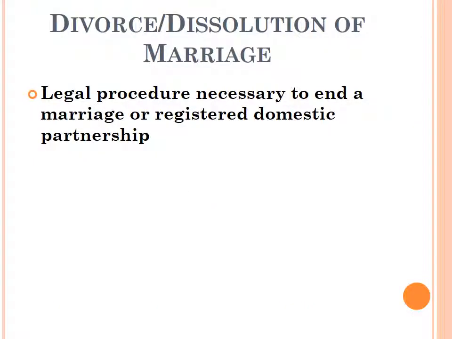Third, we have divorce. In California, divorce is actually called dissolution of the marriage. And so if you see forms for dissolution and you're looking for divorce forms, you're in the right place. They actually don't say divorce on them, so look for that specific word, dissolution. Dissolution is a legal procedure which is necessary to end a marriage or a registered domestic partnership.